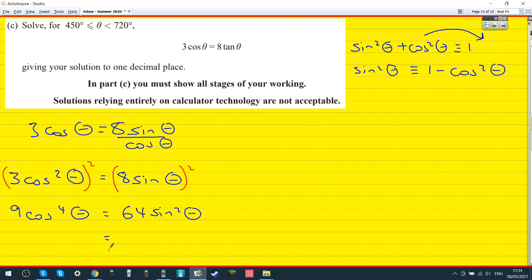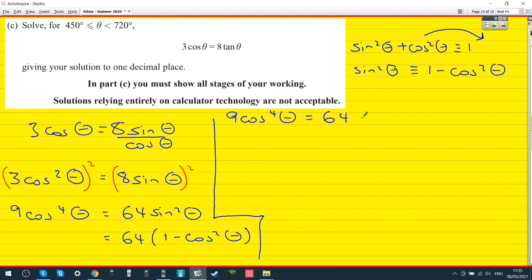So you make it 64 at the outside, and then would there be a bracket? Yeah, 1 minus cos squared theta. Well done. And then would you multiply by everything in the bracket? Yeah. Gives you 64 minus 64 cos squared theta. Could we minus 64 on both sides? Yeah. Okay, let's do it that way. Minus 64 equals.